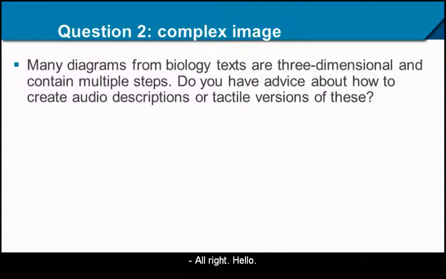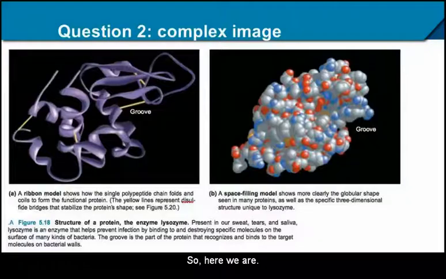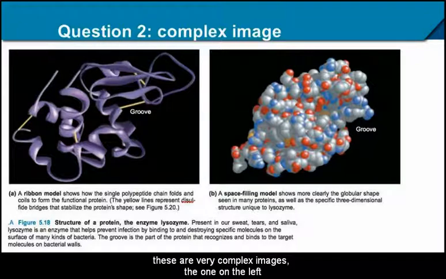All right, hello. The next complex image is from a biology textbook, and this is an example of both a complex image and one that deals with 3 dimensions. So here we are. This is interesting because at first glance, these are very complex images, the one on the left and the right, but as we dive in a little deeper, we'll find that there's actually quite a bit of information in the captions and then in the figure explanation down below.